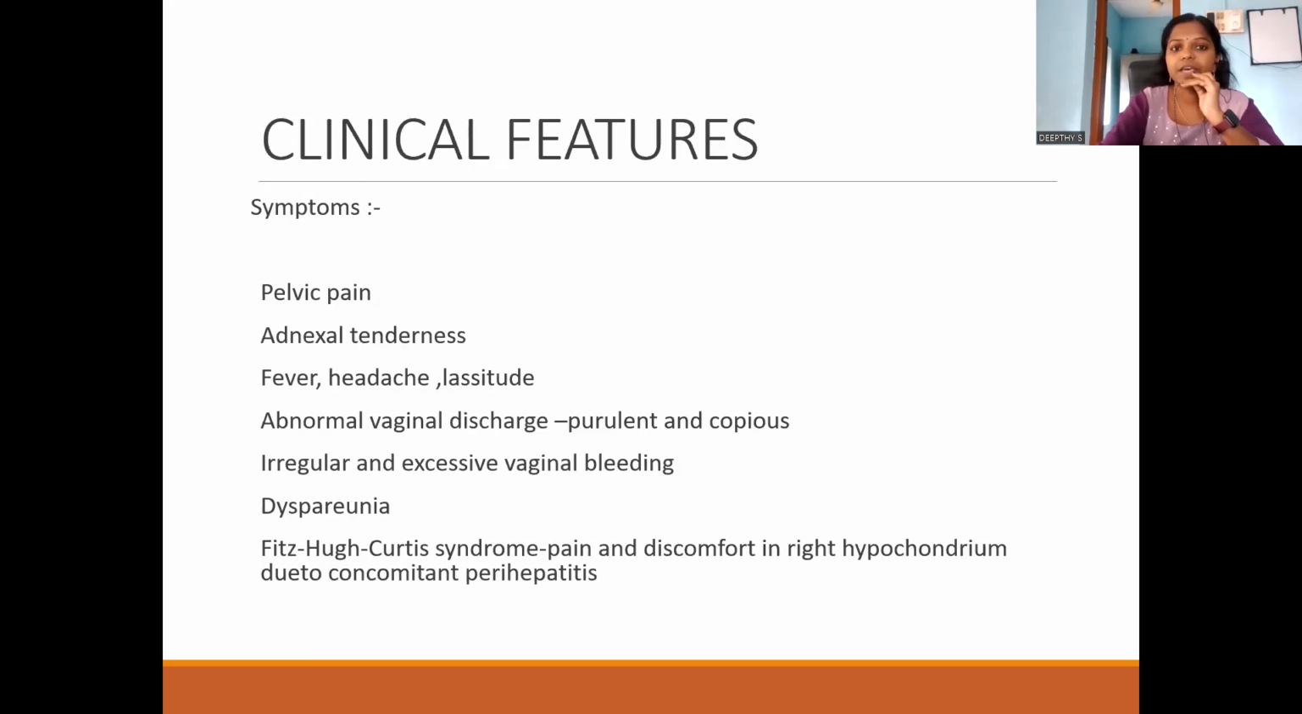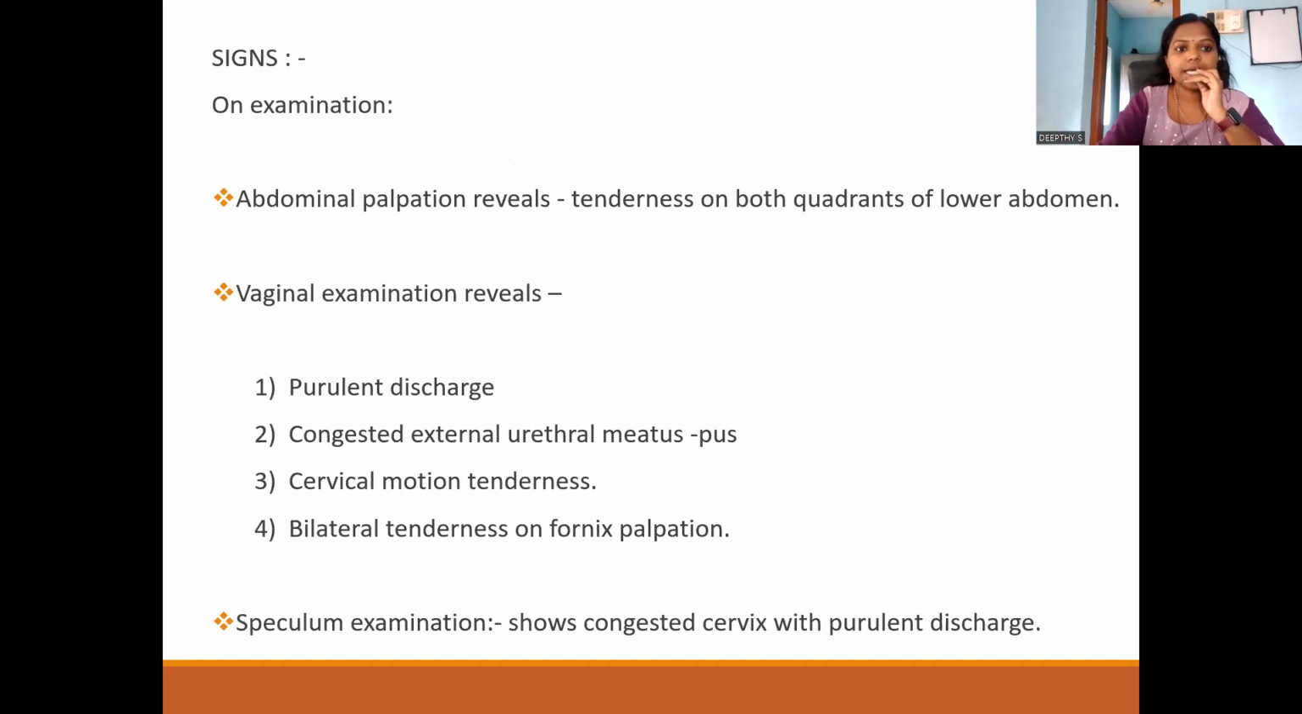So the clinical features we have already gone through. Then signs. On examination, what are the signs we can see? When we do an abdominal palpation, we can see tenderness on both the quadrants. Then on vaginal examination, we can see the purulent discharge, then congested external urethral meatus.